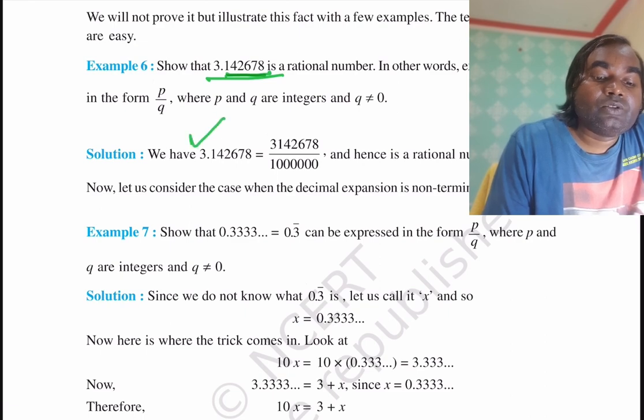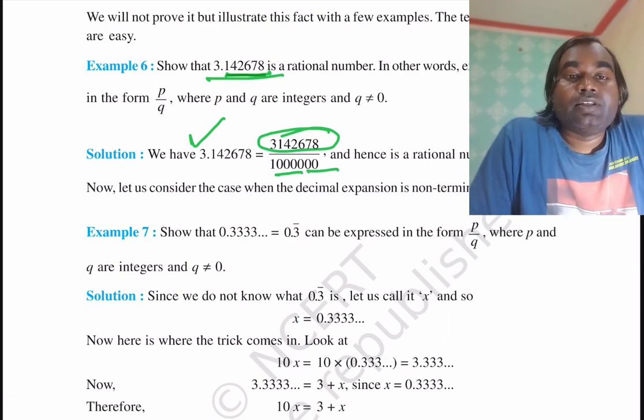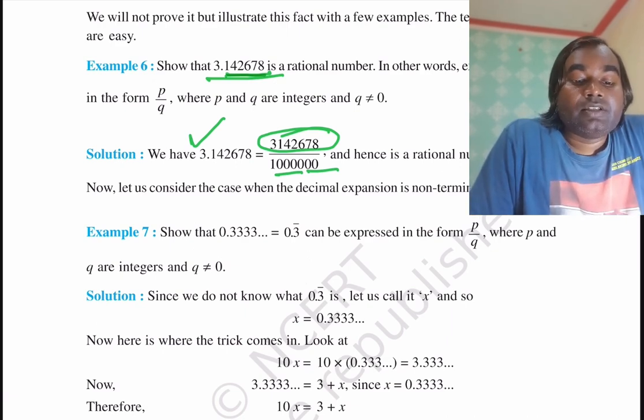So we write this complete value without the decimal point and divide by 1 followed by 6 zeros, that means 10 to the power 6, and you will get the rational number.